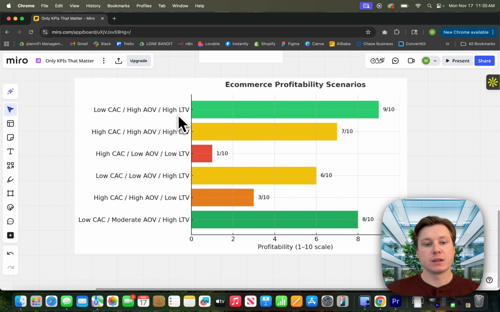You have a good brand affinity. They want to come back. Maybe you have subscriptions, something like that. In this case, that's a 9 out of 10. It's pretty much a 10 out of 10, honestly. This is the best you can do.